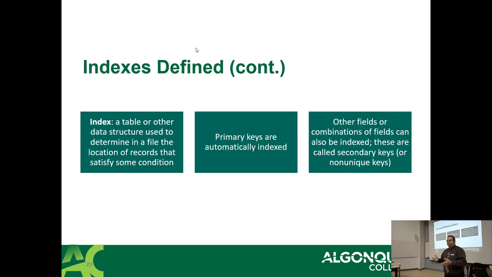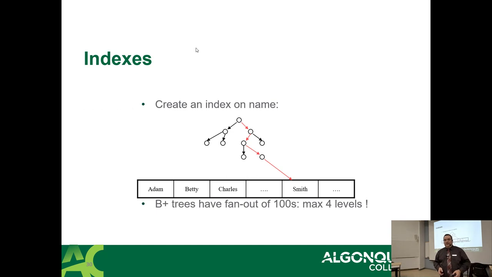Other fields or combination fields can be used as indexes. These are usually called secondary indexes. Ignore what's in the parentheses because that's a lie, because they're not called non-unique indexes. They can be unique indexes, but usually they're non-unique.